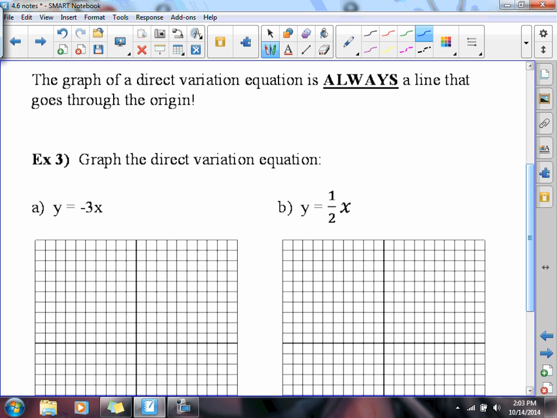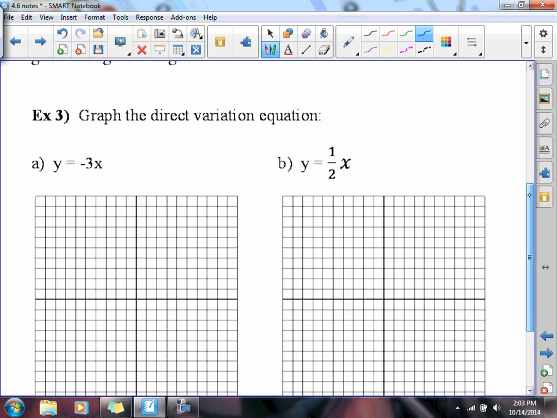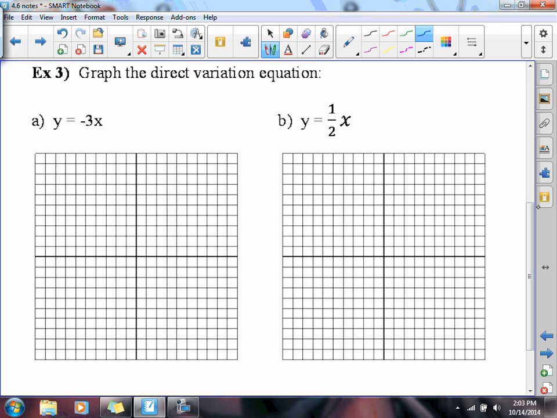And a graph of a direct variation equation is always a line that goes through the origin. It always goes through the origin. And when we graph these, you can just make a table of values to graph them. Okay, for part A here, let me squeeze in a table of values over here. I've got X and Y. And I'm going to pick some negative values and some positive values.